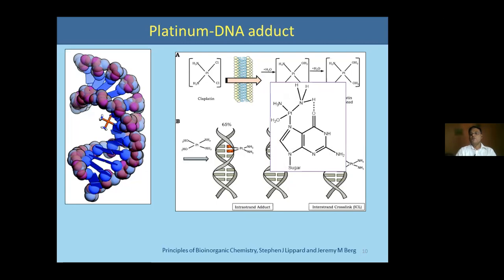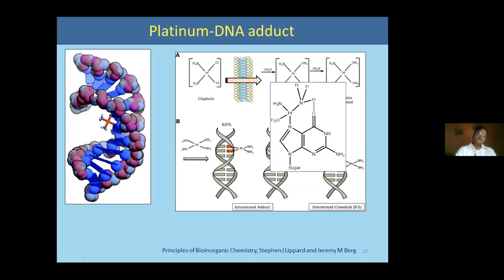And what more is that this nitrogen of the guanine that gets attached to the platinum center is the N7 nitrogen. And why does it always happen like that? Because of the presence of the ammonia ligand attached to the platinum center. This ammonia ligand makes a kind of hydrogen bond with the keto group of the guanine, making this platinum available to be coordinated by the N7 nitrogen of the guanine nucleobase.